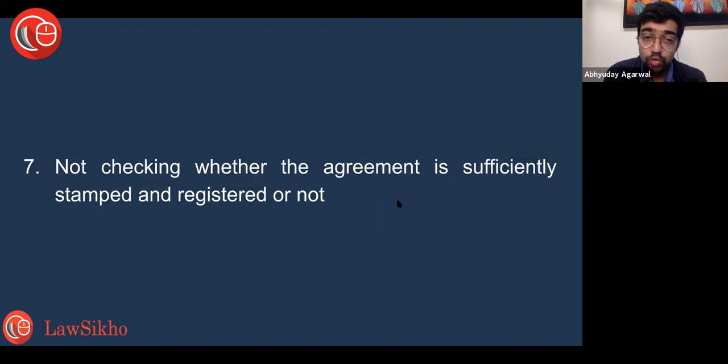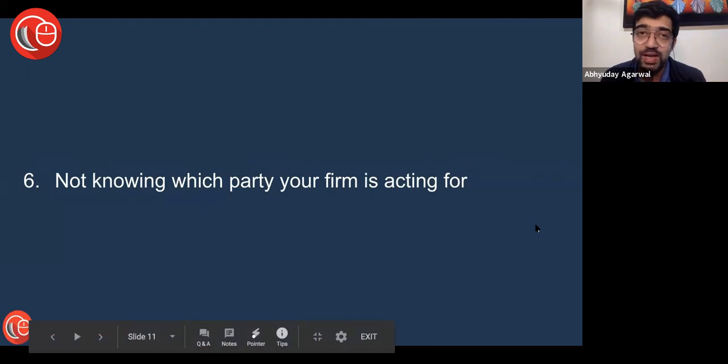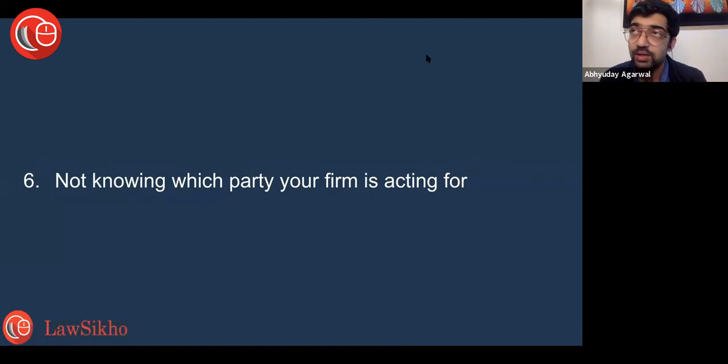Where were we? So, not knowing which party or firm is acting for. Once I had a student take inputs on how to review a software development or software license agreement for a potential client, and she gave it to a relative who was working in a big law firm, and the relative actually reviewed it from the other side's perspective because the relative didn't have enough experience. So what you have to do as a young lawyer is know who the client is and how you protect that client's interest. That happens only with prior preparation.